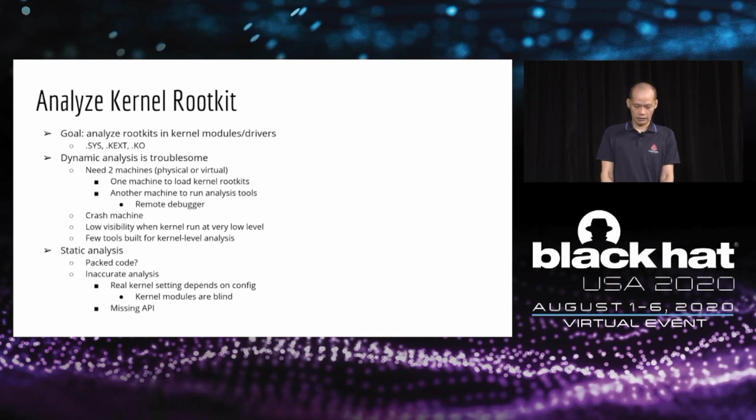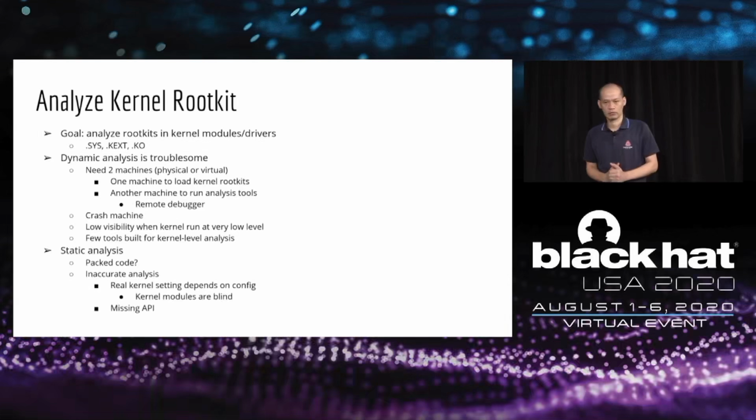The problem with this solution is that when you analyze the kernel rootkit, it can crash the machine. And because a kernel rootkit functions at a very low level in the system, we have very low visibility on the activities of the kernel rootkit. And finally, most of the analysis tools for malware are built for user land, but not for kernel code. So in fact, we have very few tools that can analyze kernel rootkits nowadays.